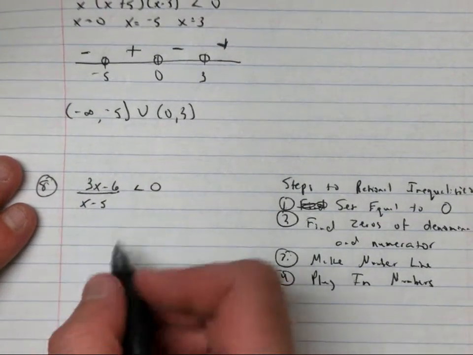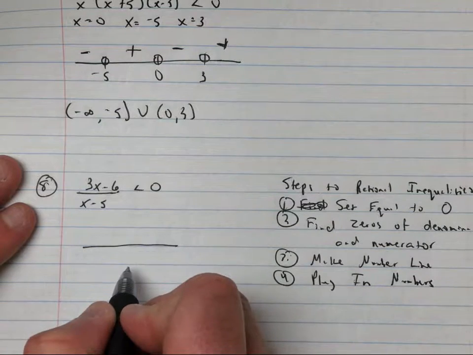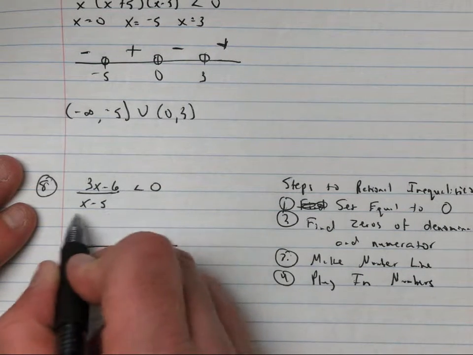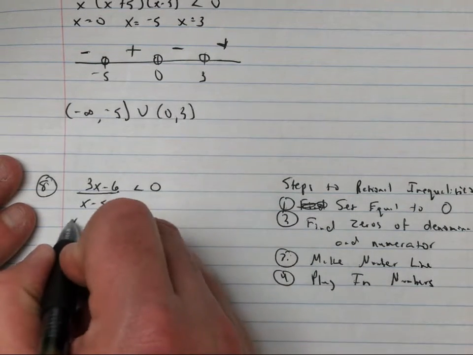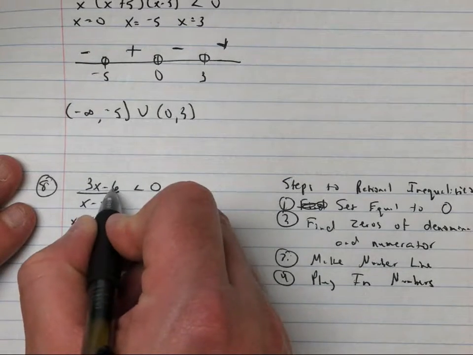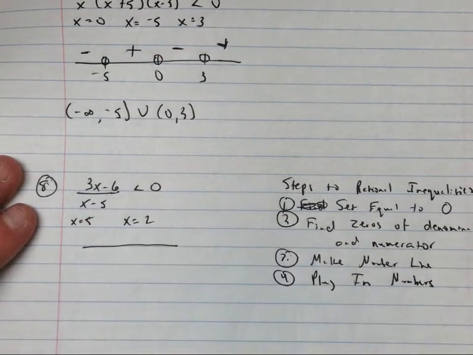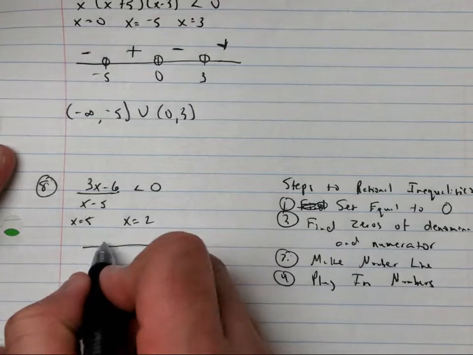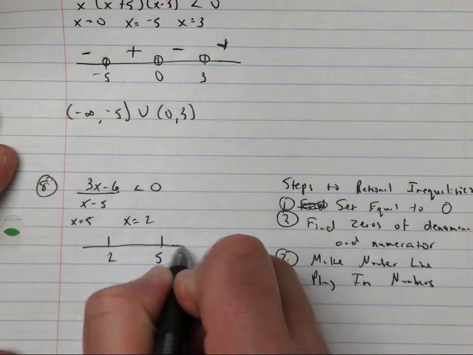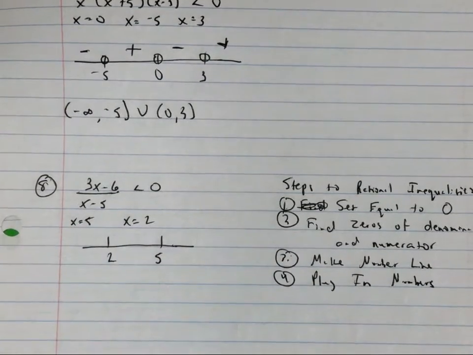Alright, so on this first one, find the zeros of the numerator and denominator. Denominator is easy. X equals 5. Up here, set that equals 0, x will give you 2. So I got 3 intervals.